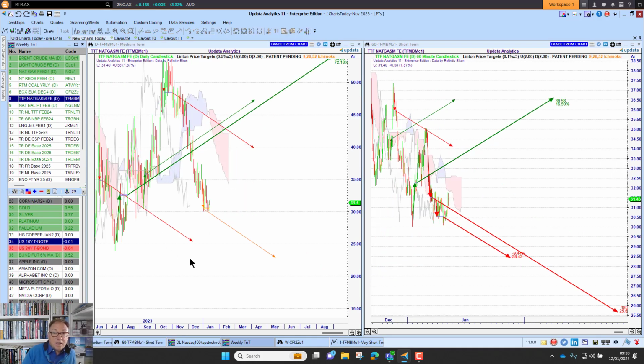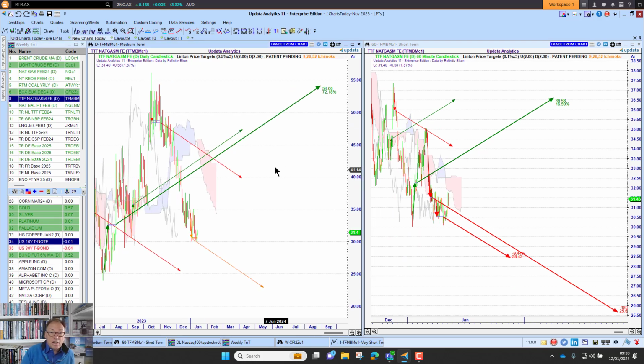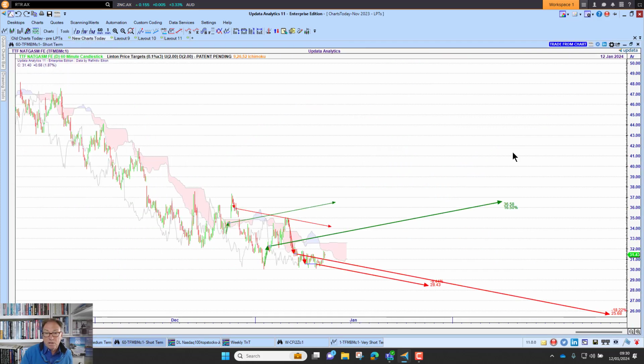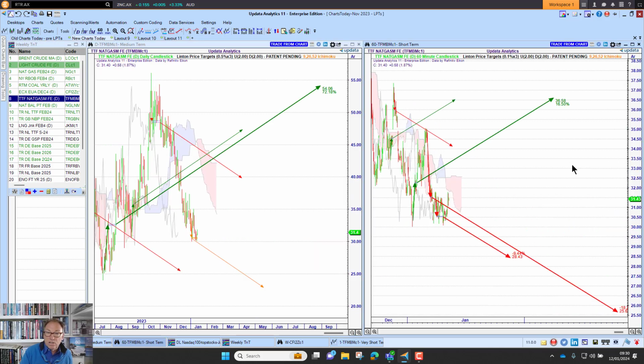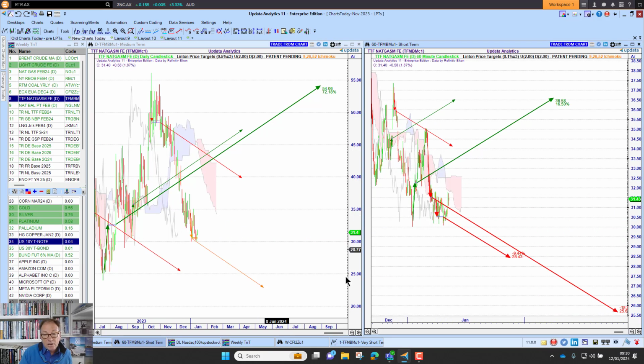Looking at the TTF, Dutch gas is looking a little bit better this morning, but we do still have a very, very mixed picture. This €30 mark for TTF is really, really critical. So we're just waiting to see if that's a floor. We are still below the cloud there on the 60-minute chart, so it's hard to be bullish. Below the cloud on the daily as well.